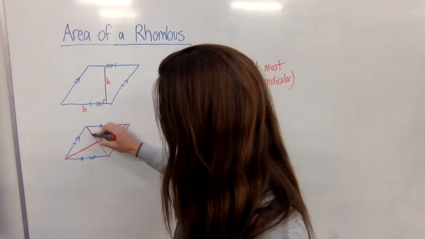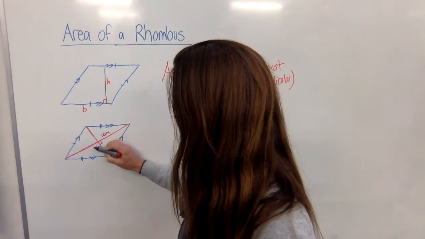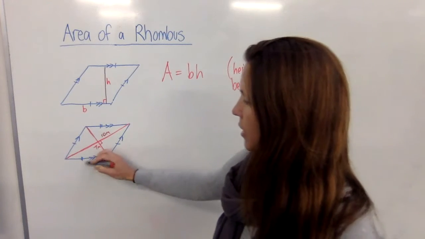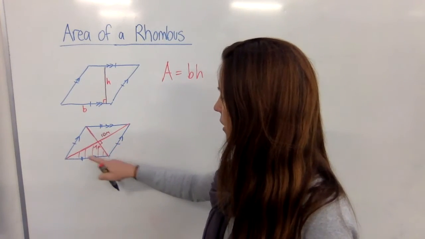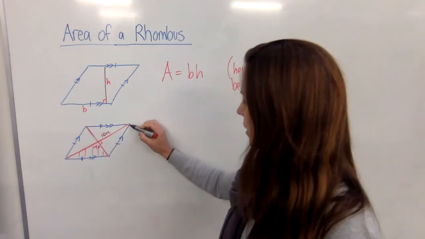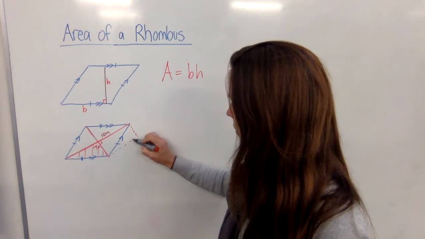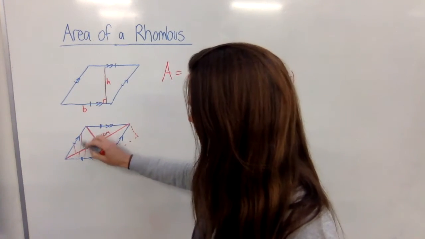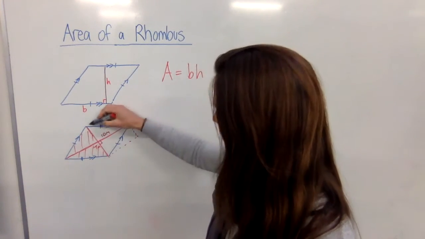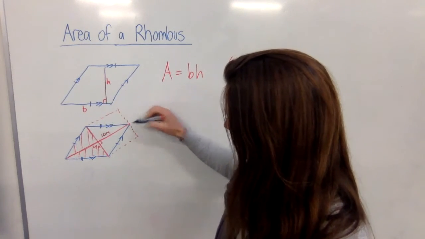metres and this one was, say, 7 metres, can you see that if you take this triangle here and bring it around and flip it upside down, it can fit here? And if you take this one and bring it around and flip it upside down, it can fit here.